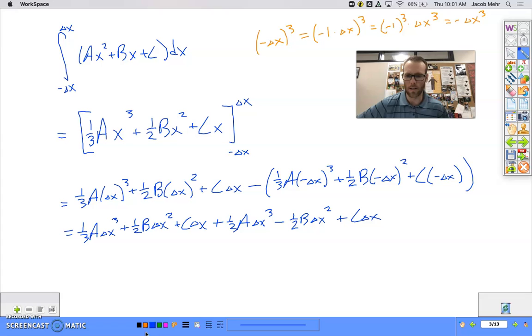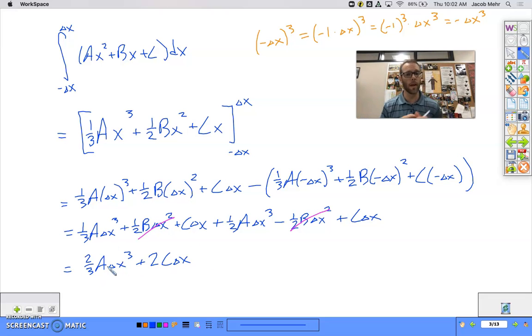Now, can we simplify this at all? And the answer to that, of course, is yes. How many x cubes do we have? Well, here's a 1/3 aΔx³. Here's a 1/3 aΔx³. That gives us a 2/3 aΔx³. How many Δx squareds? Well, here's a 1/2 bΔx². Here's a -1/2 bΔx². So those end up canceling out. Okay. cΔx and a cΔx is a plus 2cΔx. Okay.